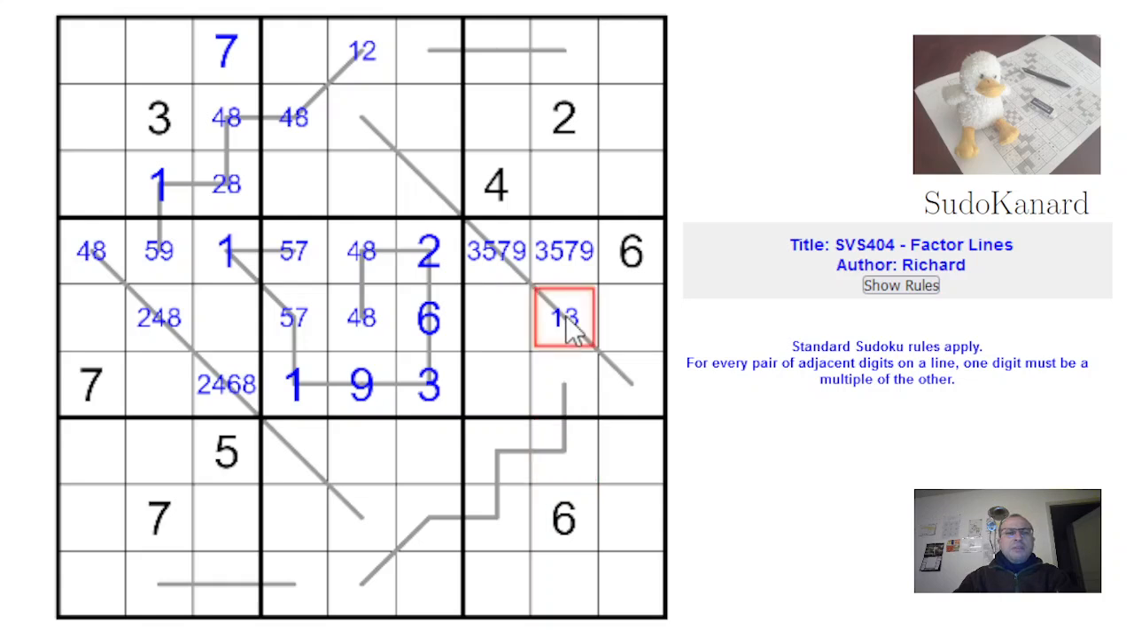I'm actually wondering if 3 could really work here. 3 would go with 9 here, but nothing would work here. So no, 3 is not an option. That has to be a 1, so that those two can only be 4, 8. They can't be 3 and 9. They have to be 4 and 8.